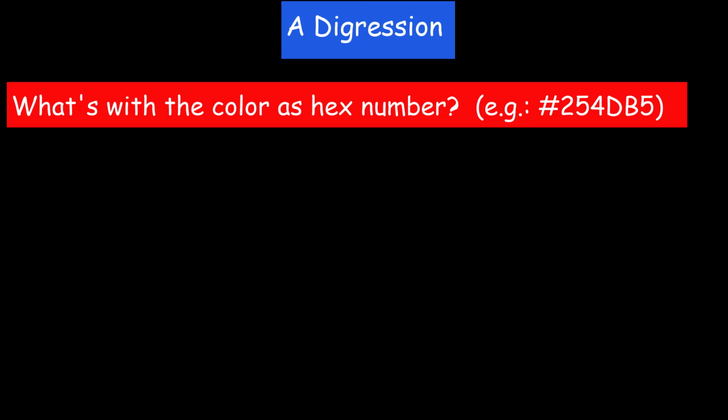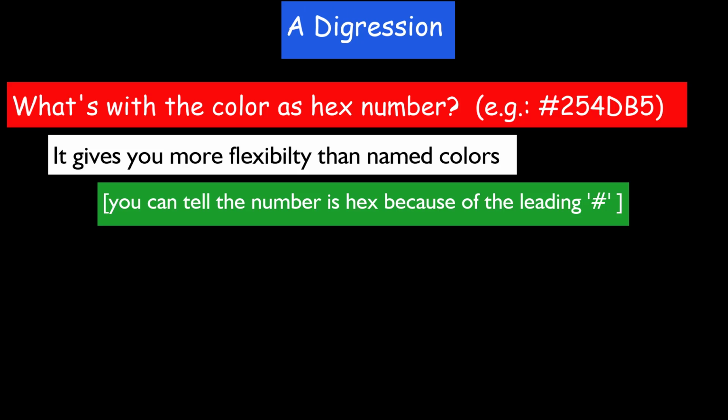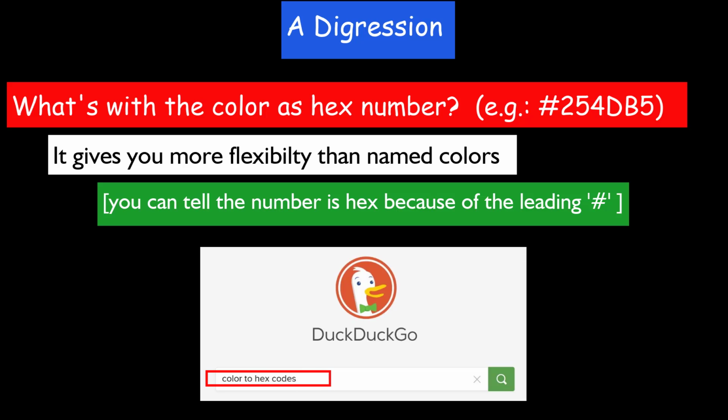Digression. What's with the color as hex number? Well, it gives you more flexibility than named colors. You can tell the number is hex because of the leading hashtag or number sign. So how do you convert from a color to a hex number? A search on color to hex codes will turn up a number of web-based apps where you can see a color and get the hex value, or enter the hex value and see the color.